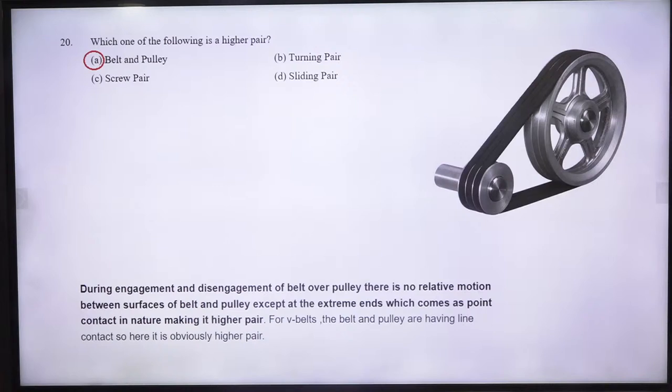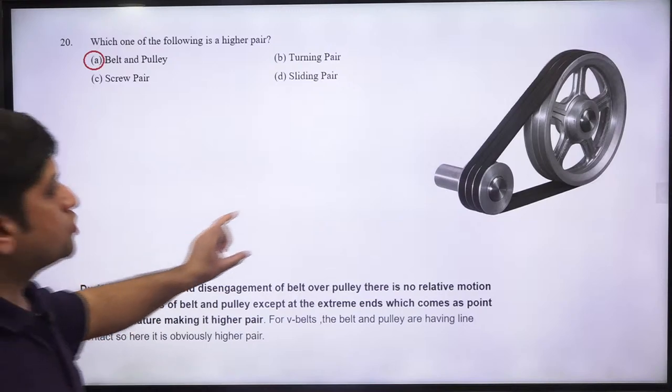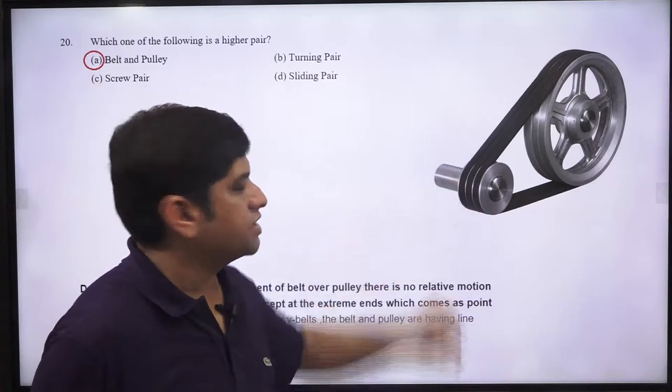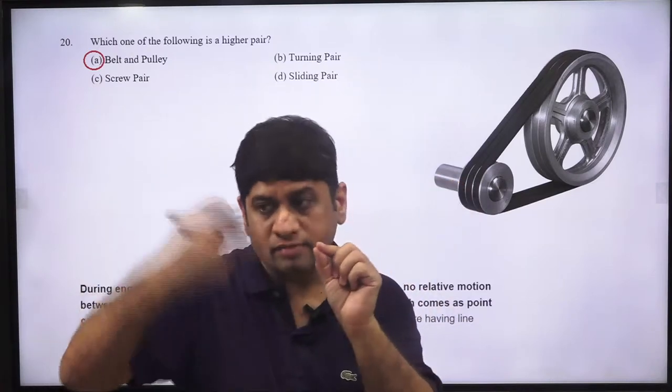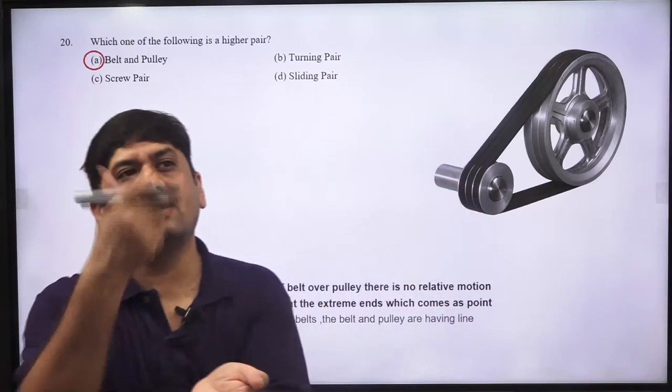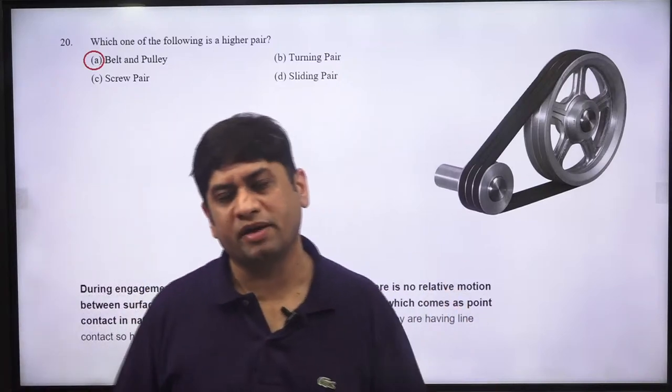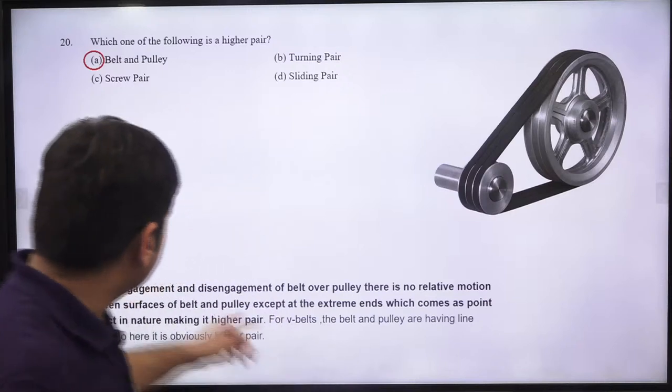You know, when the belt is moving over the pulley, there is no relative motion between the surfaces of belt and pulley except at the extreme ends, which comes as a point contact, making it higher pair. This is the reason. Otherwise, many students say, sir, between belt and pulley there is area contact. Can't you see area contact here between the belt and the pulley, the slot on the pulley and belt? You have area contact, then how come belt and pulley becomes higher pair? It becomes higher pair because of this reason.